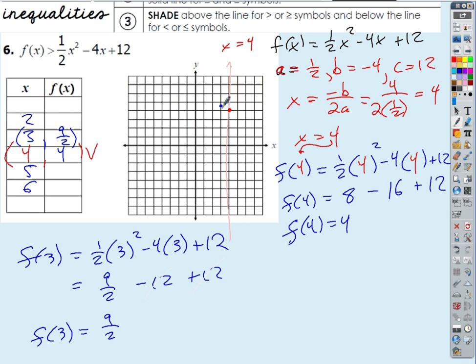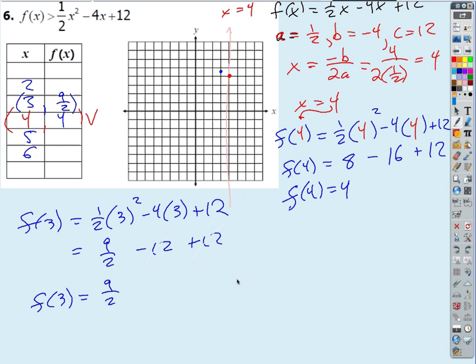What if I plug in 2 instead? If I plug in 2, that's going to work better, isn't it? Right? Because 2 squared is 4, and 4 times 1/2 works out nicely. 2 divides into 4.